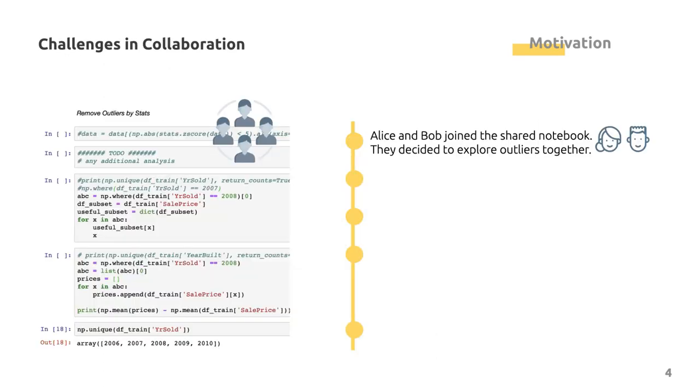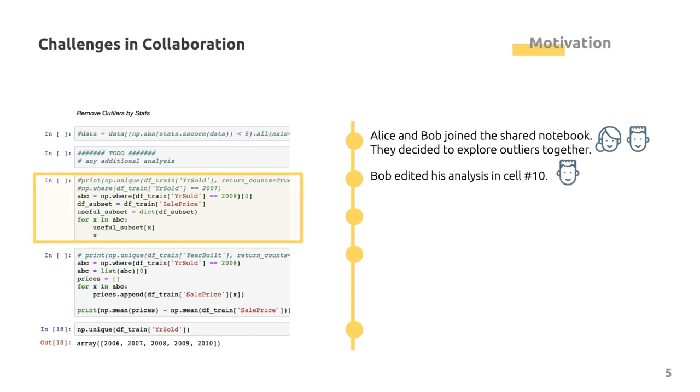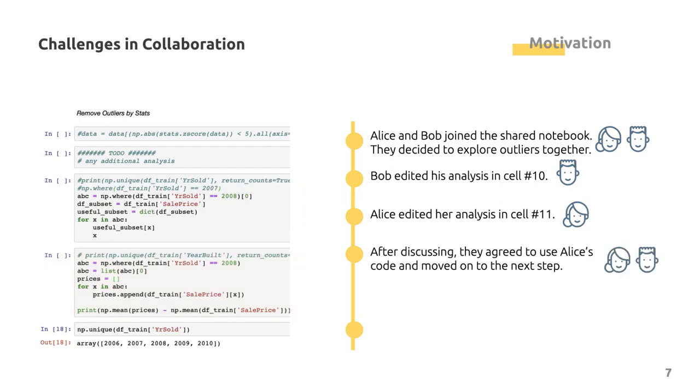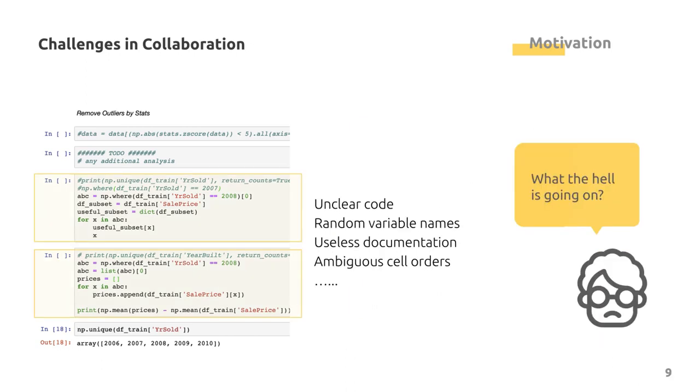Imagine this scenario. Alice and Bob joined the shared notebook and decided to explore outliers together. Bob edited his analysis in cell number 10, while Alice edited her analysis in cell number 11. After discussing, they agreed to use Alice's code and move on to the next step. But they did not remove the draft cell created by Bob, neither added any explanations. 2 days later, another colleague Charlie joined the shared notebook. Charlie soon got lost in the messy notebook where there are unclear code, random variable names, useless documentation, and ambiguous cell orders.